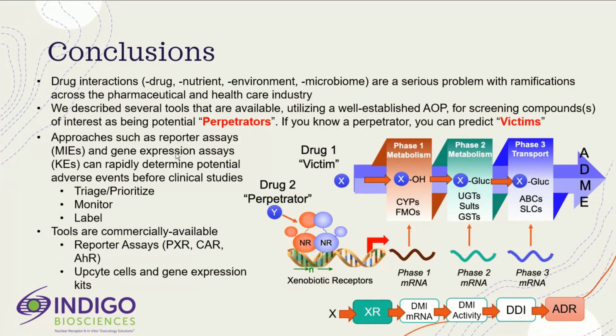You can develop ways to monitor, you know what to look for in the clinical studies and how to label, just because you know what the particular phase 1, phase 2, and phase 3 enzymes are that are being regulated. All of these assays that I mentioned today are commercially available. These are easy for you to perform in your lab for your group of drugs. If you don't have the expertise, we can certainly talk to you about doing this in our service laboratories.